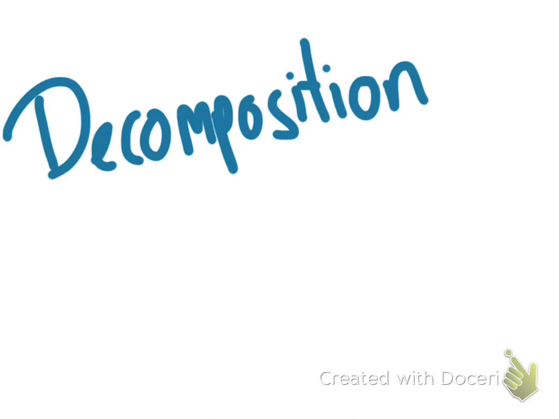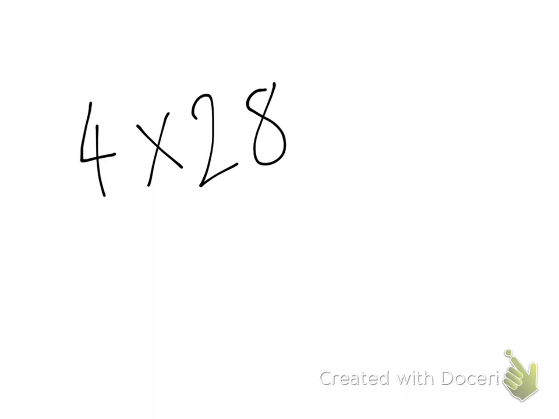Rightio, let's get into decomposition. You'll know it's a good problem for decomposition when one of the numbers is quite big. Let's have a go at 4 times 28. Straight away I know that I don't know my 28 times tables. I could use a doubling tree, but I don't really want to write out 4 28 times. That will take me forever. I could use a known fact here, but in this case, I think the most efficient strategy is using decomposition.